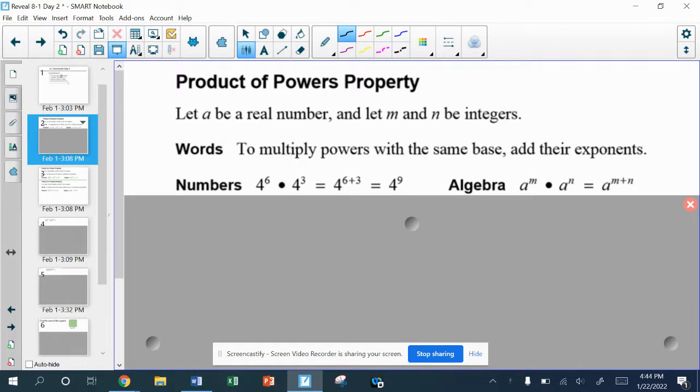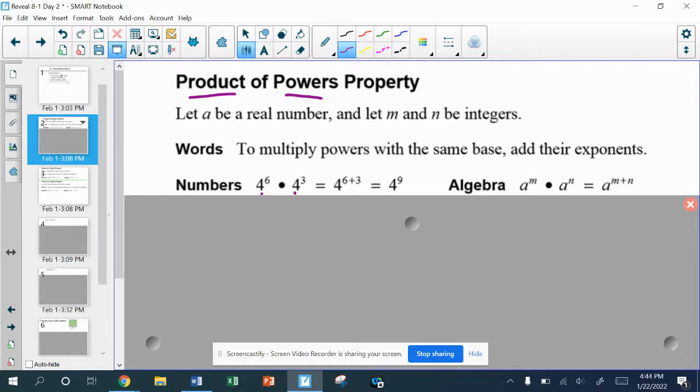The product of powers property. Now, if you remember, we said product means multiply. Powers are things with exponents. So we're just multiplying things that have exponents. So if we have the same bases, like we do right here, 4 to the 6th and 4 to the 3rd, I would add those exponents to get 4 to the 9th.